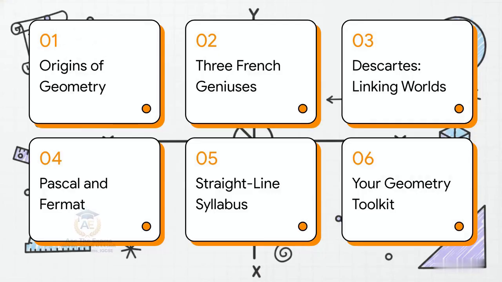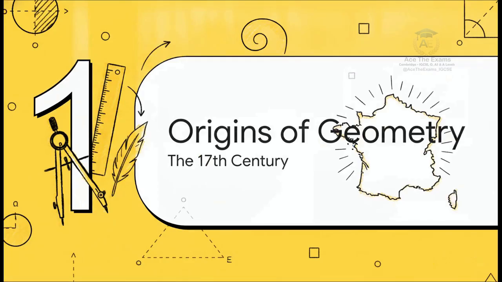All right, let's look at the blueprint for today's session. We'll briefly cover the origins of coordinate geometry and meet three French mathematical geniuses to see how they approached problem solving. Then, we'll see how Descartes linked two massive worlds of math. After a quick look at Pascal and Fermat, we are going to transition into the transformation stage. We will map this directly onto your straight-line graph syllabus and hand you the ultimate coordinate geometry toolkit to absolutely ace these exam questions.